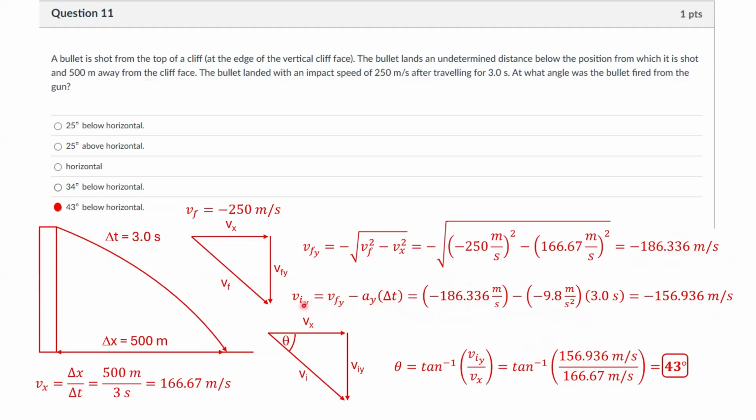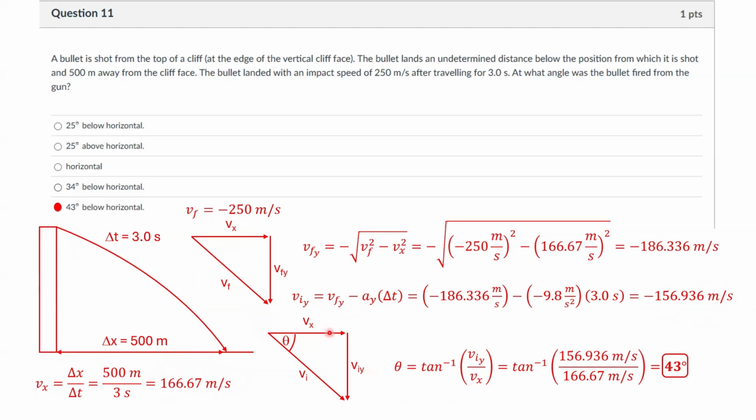Why do we have to do this? Because it asked the angle at which the bullet was fired. So that is an initial point in time. That's when the bullet left the gun, not when it landed. So we need to know about the components of velocity at that point in time. This is the vertical component of velocity at that time. This is the horizontal component of velocity at that time because it's the horizontal component of velocity at all points in time while the bullet was airborne.